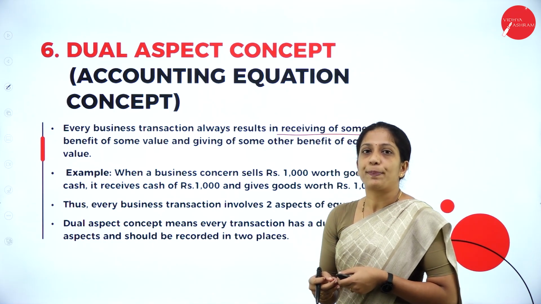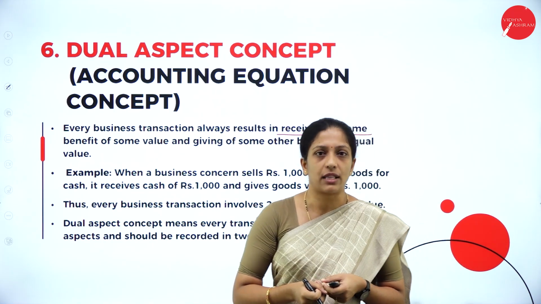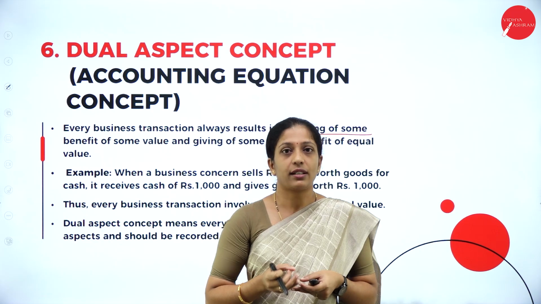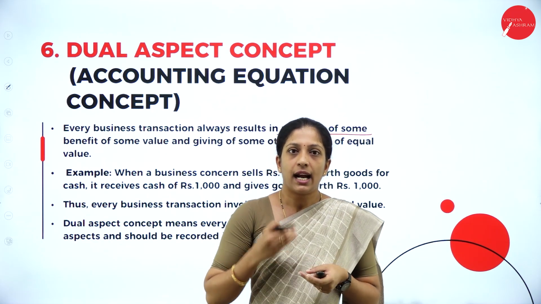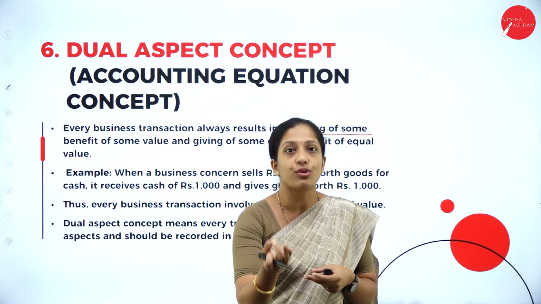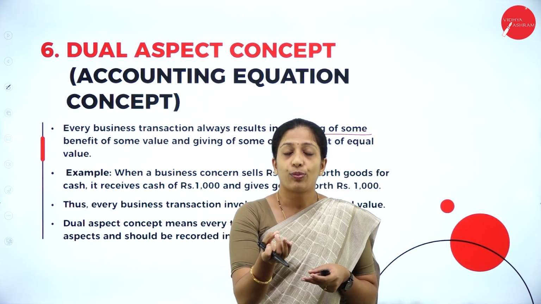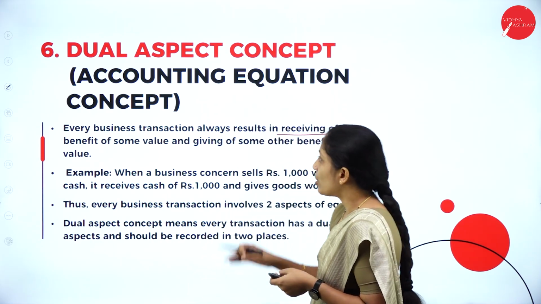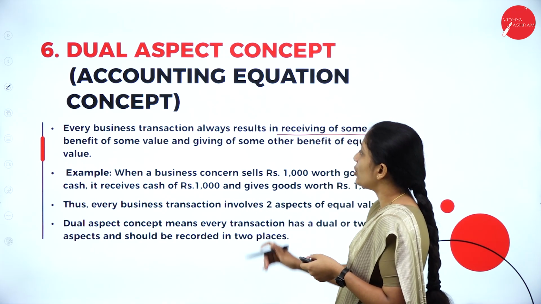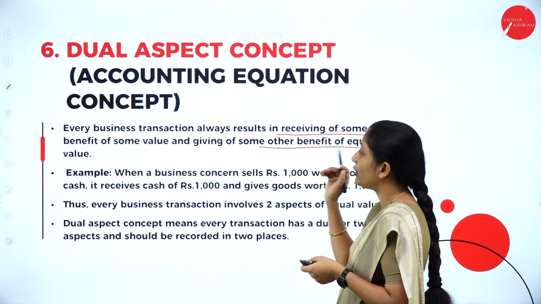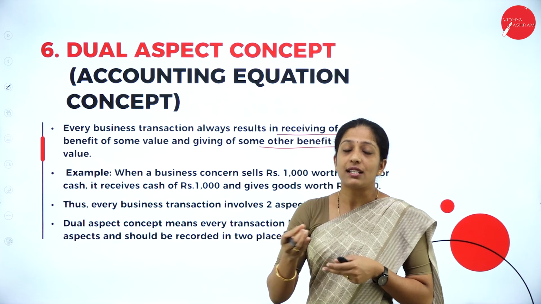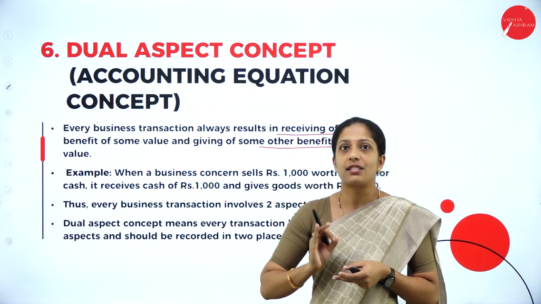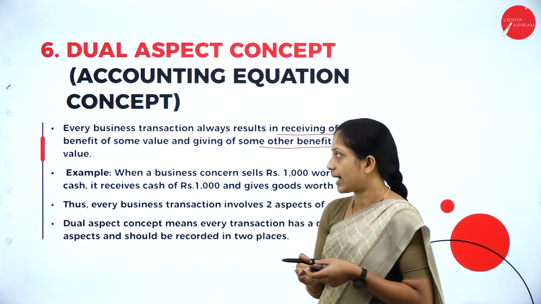So for example, when you purchase furniture for rupees 10,000, furniture worth 10,000 comes into the business. At the same time, 10,000 cash goes out from the business. Correct? So one benefit comes in and one benefit goes out. Okay? So receiving a benefit of some value means giving of some other benefit of equal value. So there is a give and take effect in each and every transaction.